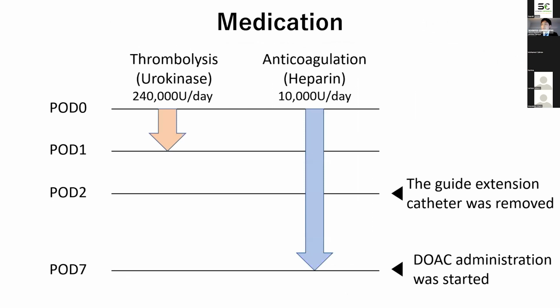This figure shows the timeline of medication. We administered Urokinase at the dose of 240,000 units and heparin at the dose of 10,000 units on POD 0. We stopped Urokinase on POD 1. On the other hand, we continued the anticoagulant therapy with heparin until oral drug administration was started. Finally, she was discharged without any complications or interventions.